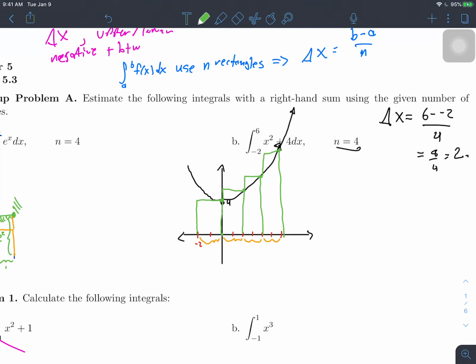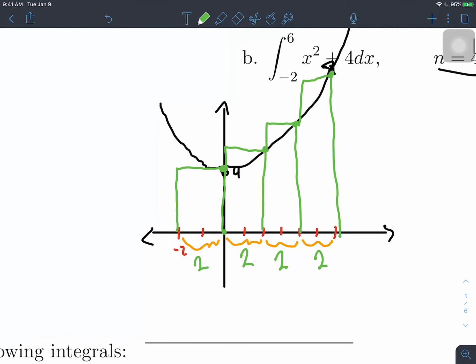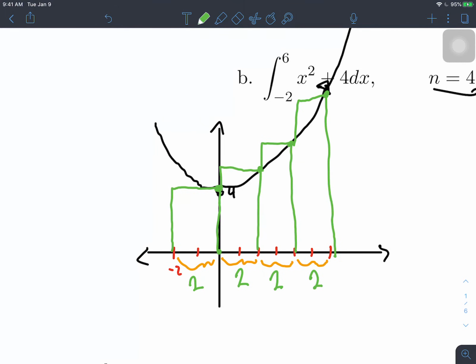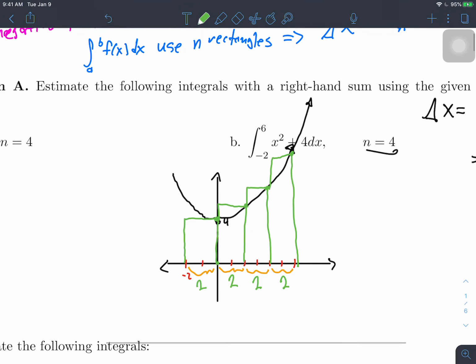The only thing I need to do is compute the area of each of these rectangles. I know that each one is 2 units wide. Let's start by figuring out the height of the first one. I should take 0 and plug it into the equation x squared plus 4. What do I get? 4. Just 4.